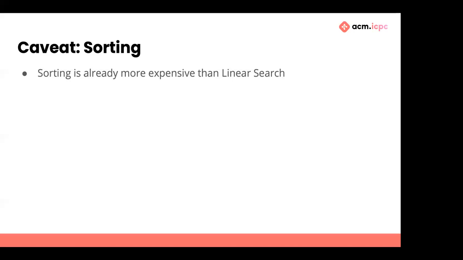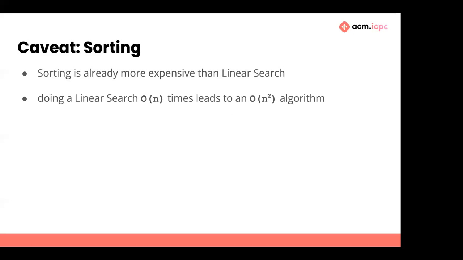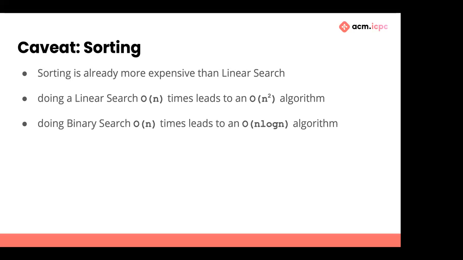But often in competitive programming, what you're doing are multiple searches, sometimes on the order of the number of elements. You'd basically be doing a linear search O of n times, maybe for every element, for example, and you'll see some problems where this happens. That would lead to an O of n squared algorithm: an O of n linear search done O of n times. But in binary search, for every one of those O of n times, you will be doing a log base 2 of n search, which leads us to an O of n log n algorithm.